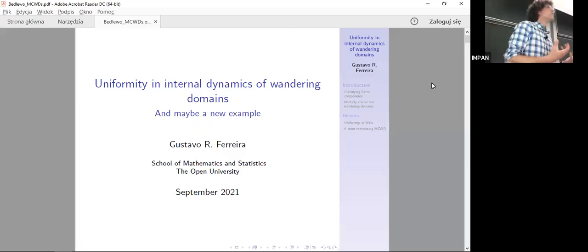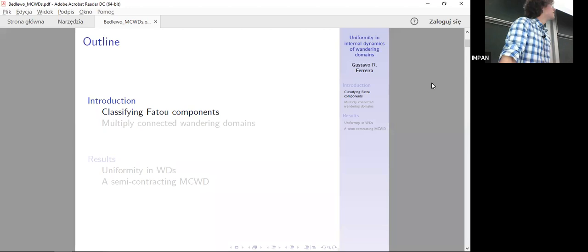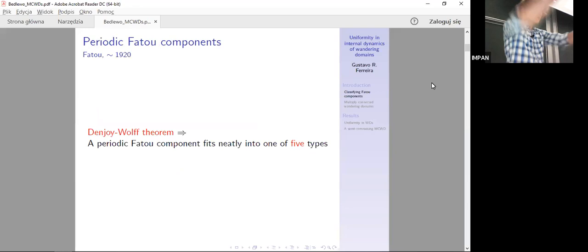Uniform or not uniform, their internal dynamics are... Right, so let's start with a brief overview of how Fatou components in general have been classified. If they're periodic or pre-periodic, then we all know, and that goes back to Fatou himself in the 1920s, that by the Sullivan classification theorem, we can classify them neatly into one of five types that everyone here knows and that we won't really dwell on.